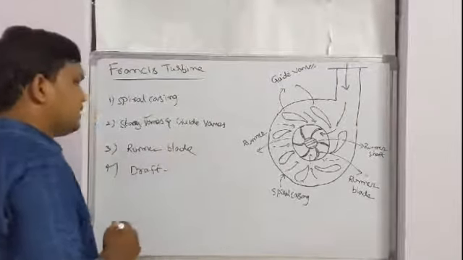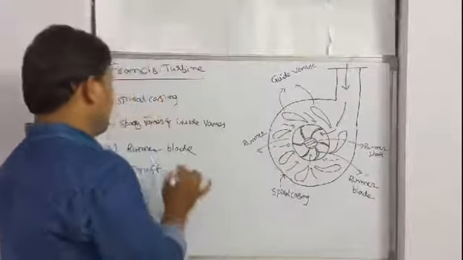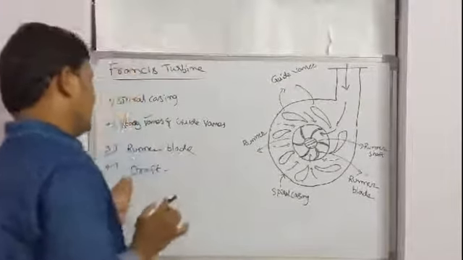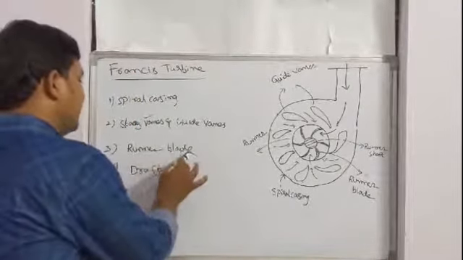And the runner blades, this is a runner blade. The power developed by the turbine purely depends on the runner blades. The efficiency will increase with the runner blade design parameters.